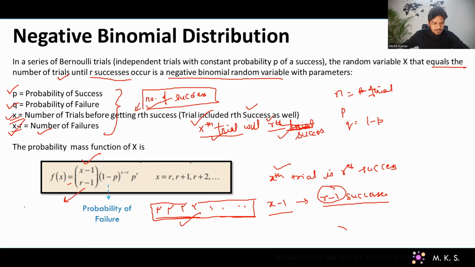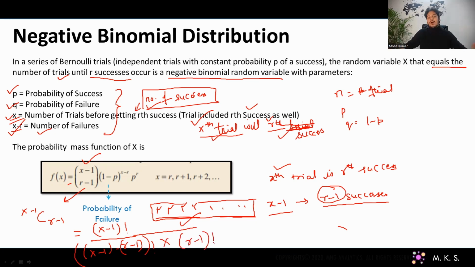We can write this X minus 1 C R minus 1 as X minus 1 factorial divided by the factorial of X minus 1 minus R minus 1, into R minus 1 factorial. This is how we write the combinatorial formula, guys, right? So the first part, I hope you understood. It's just a selection part, guys. We are picking the R minus 1 trials in which we got the success, right?